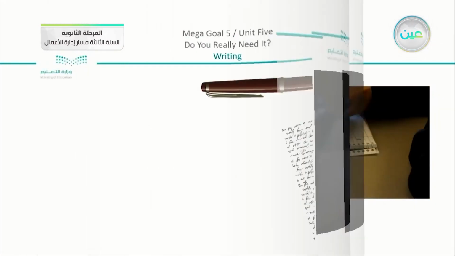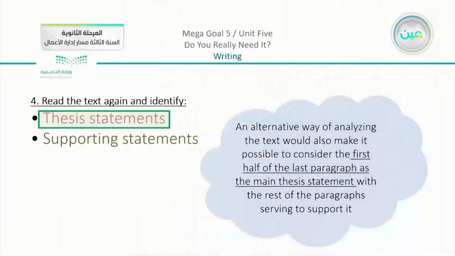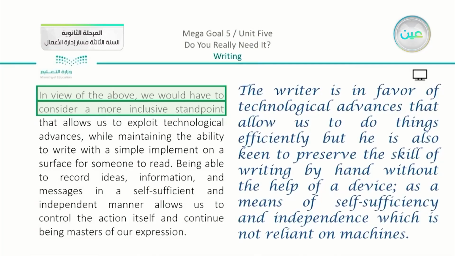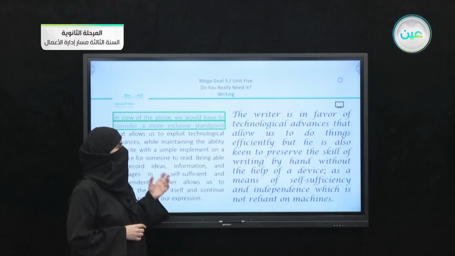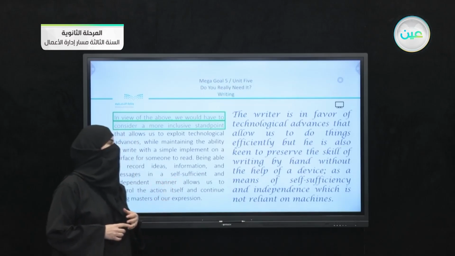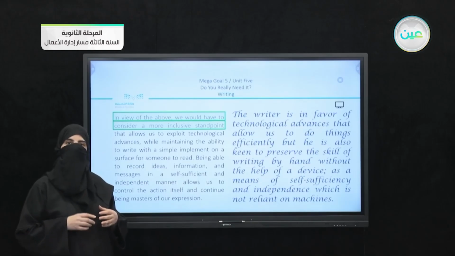So at the very end of the topic, what did we do? We answered the questions one by one, and we had the thesis statement or the thesis sentence in each paragraph. We underlined it. We had the most important idea in each paragraph, and at the very end, we had the conclusion. Now, the writer is in favor of technological advances that allow us to do things efficiently, but he is also keen to preserve the skill of writing by hand without the help of a device as a means of self-sufficiency and independence, which is not reliant on machines. So this is what we have here.